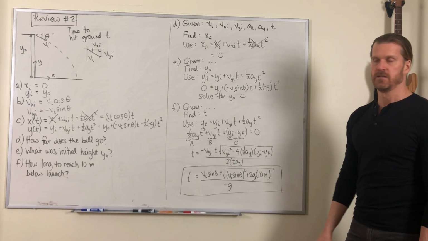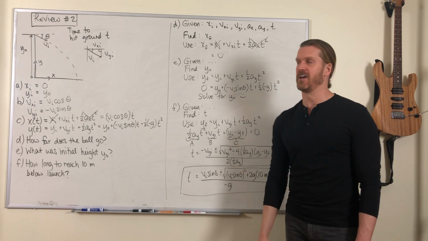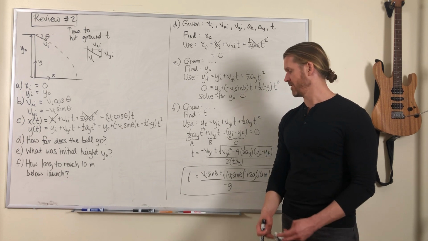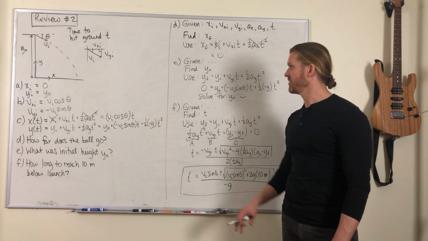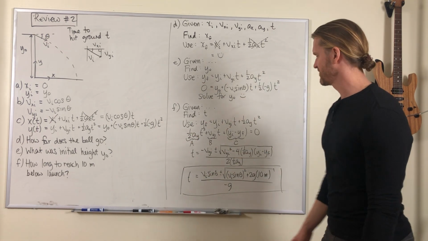Keep in mind that this will give you 2 values. You need to use the positive value because it only makes sense for positive time. It can't be over before it started or something.